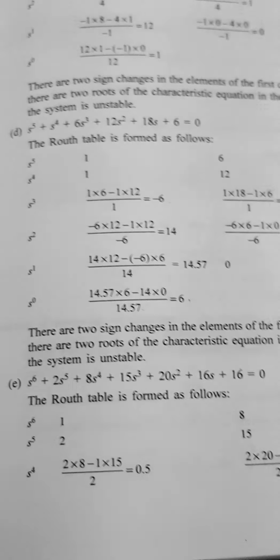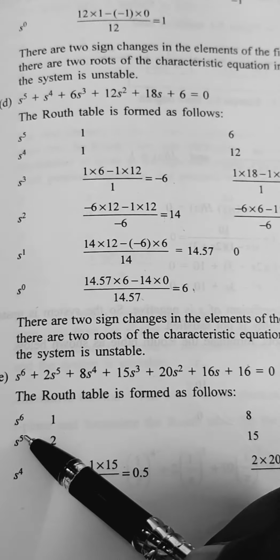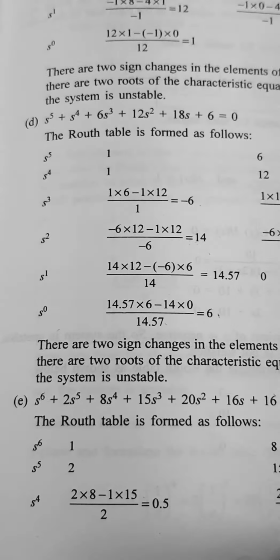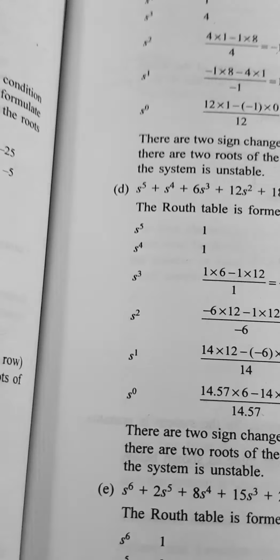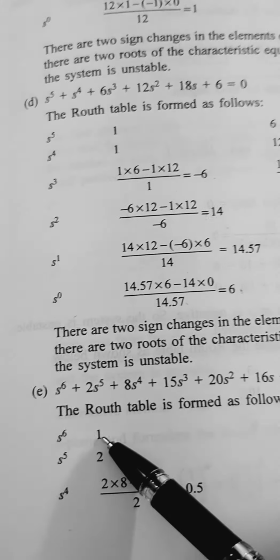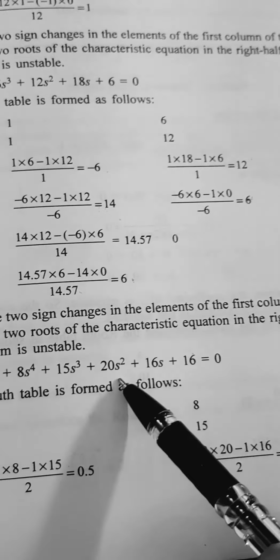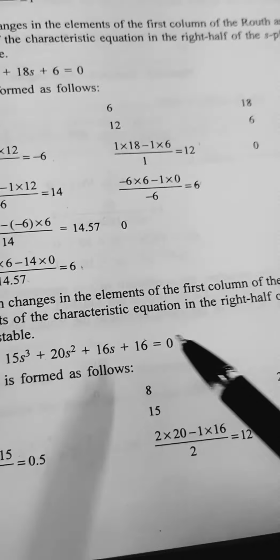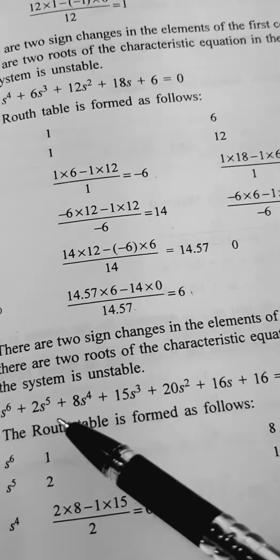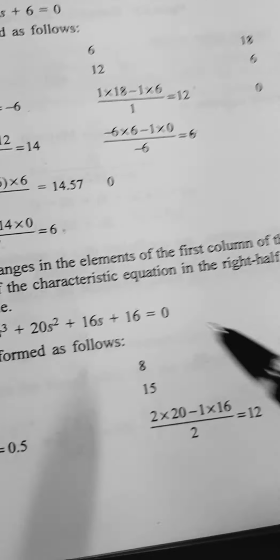So the same way, you can see the S6 row, first S6, then S5, then S4, then S3, S2, S1 and S0. So till S0 you need to do. Now you have to arrange the first row, the S6 coefficient, next to next coefficient, that is S raised to 4, that is 8, next to that, S squared, that is 20, then next to that, that is 16, and for S raised to 5 you have to start, that is 2, then next to next, that is S raised to 3, that is 15. Next to next, that is S, that is 16.